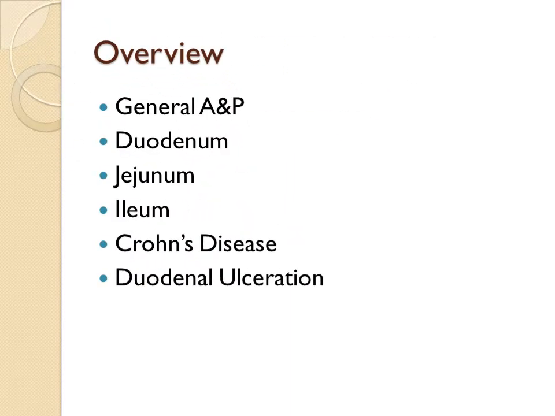We will be discussing the general anatomy and physiology of the small intestine, its three sections, which include the duodenum, jejunum, and the ileum, and some common pathologies to include Crohn's disease and duodenal ulceration.